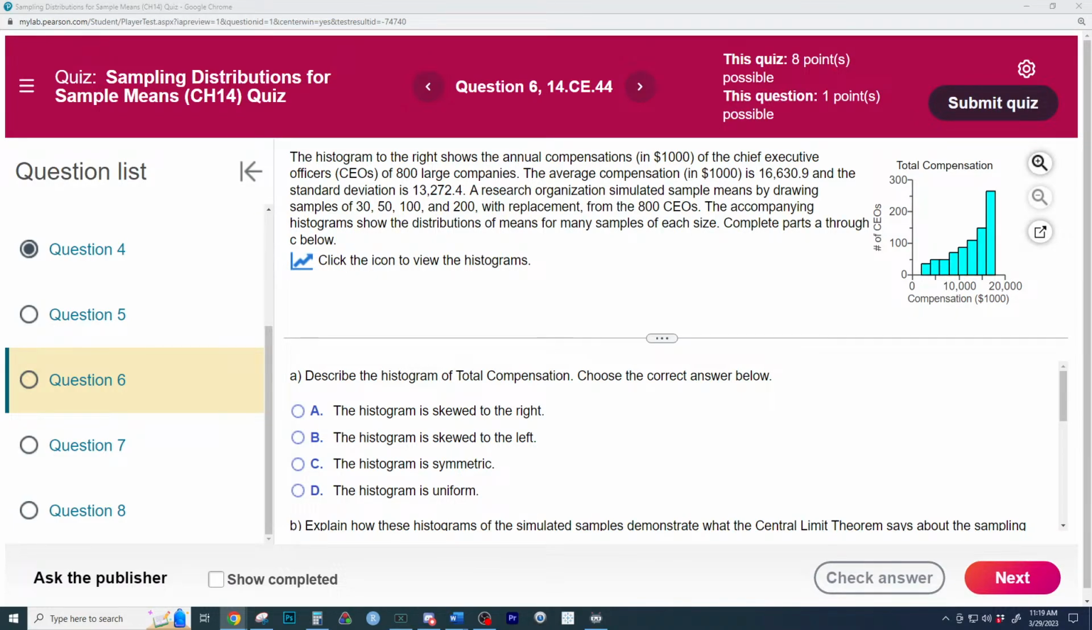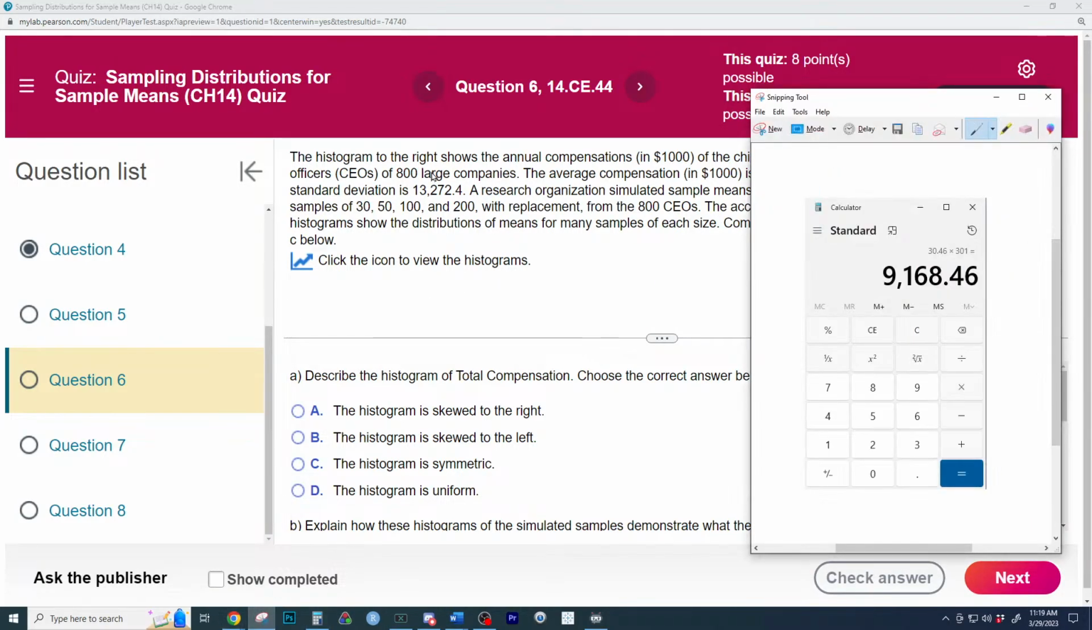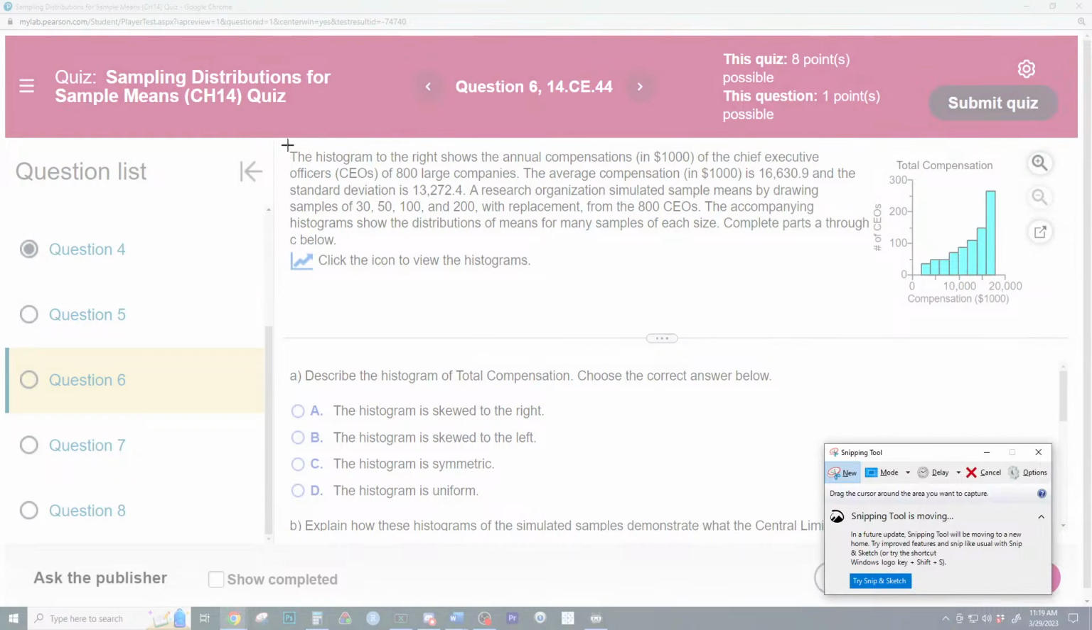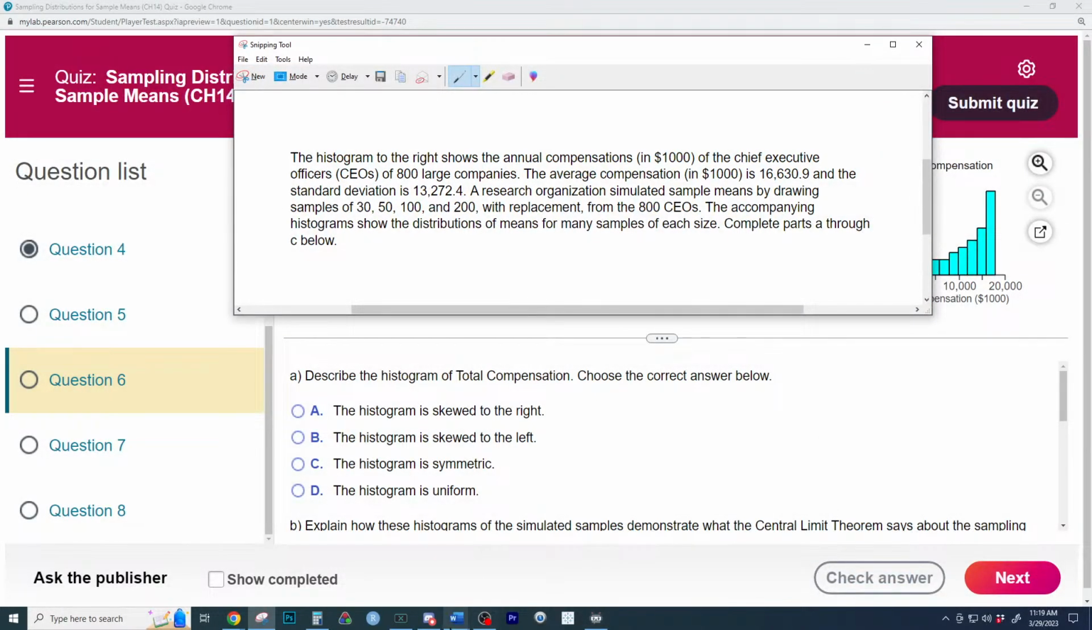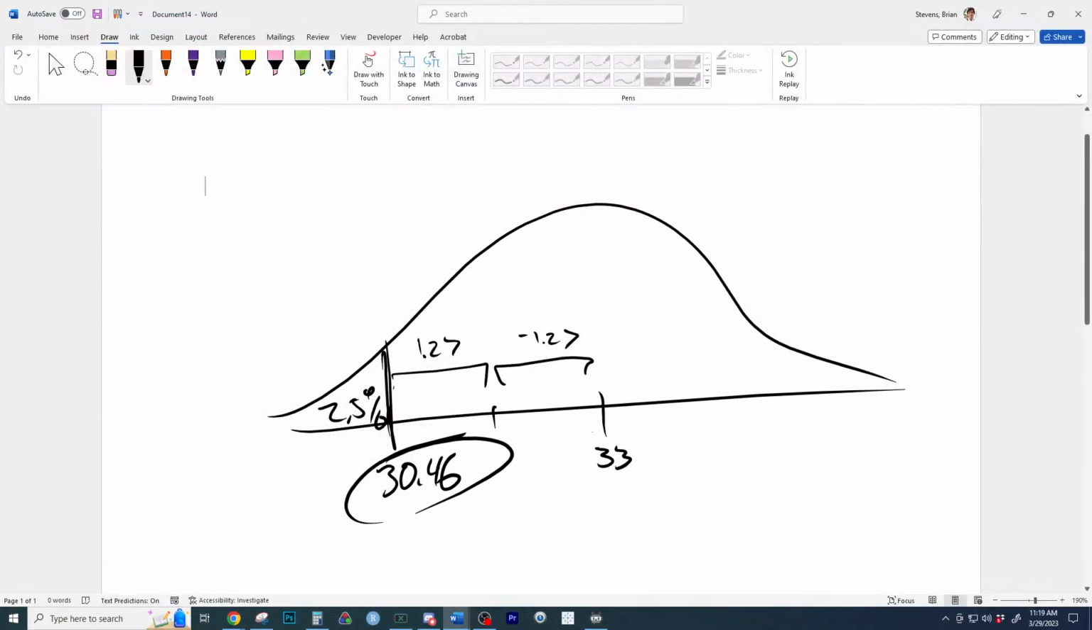The histogram to the right shows the annual compensation in thousands of dollars of the chief executive officers, CEOs of 800 large companies. So the first thing we have to do right here, Savannah, is what? What is the first thing we have to do? The very first thing we have to do for this is what?